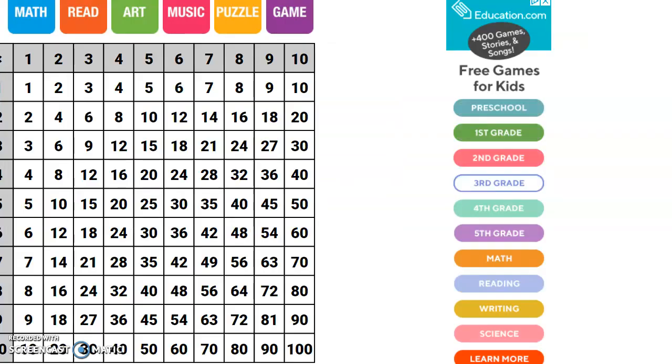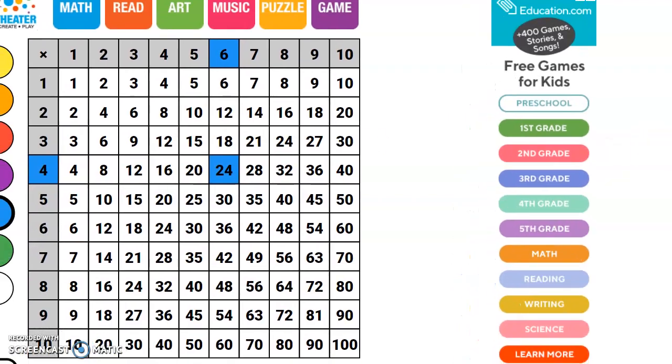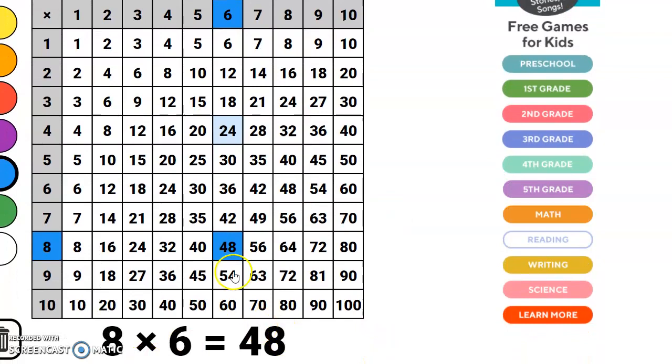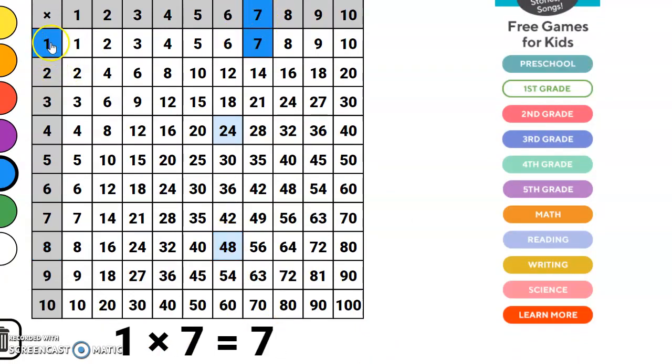Another tip that you can use is a multiplication chart. So what you can do is, like for 6 times 8, you'll find the 6, and then you'll find the 8, and where they meet, that's what 6 times 8 is. So just right here, this sentence right here, 8 times 6 equals 48. Another one, 7 times 1, so the 7 and the 1, where they meet, that's the total.